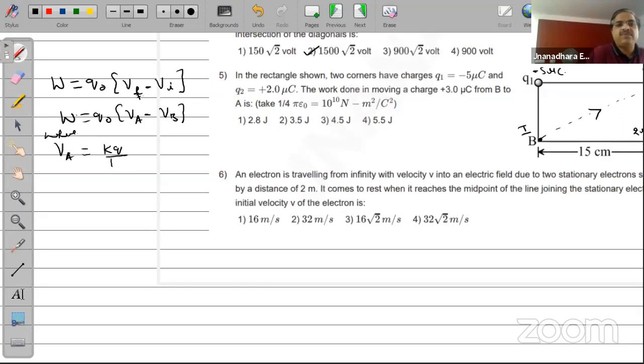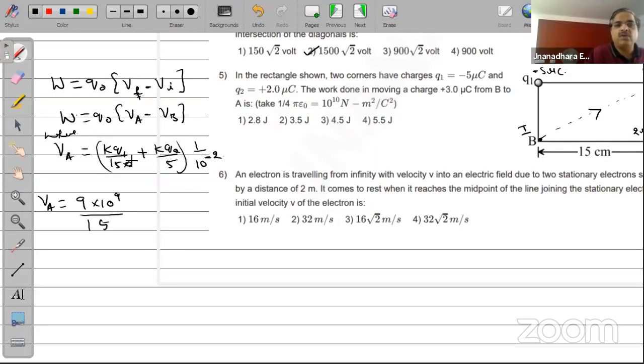VA is KQ1 by 15 plus KQ2 by 5. These are all centimeters, so you will say into 10 to the power -2 here. So take this into account. I can therefore say VA will be equal to K, which is 9 into 10 power 9, divided by 15.